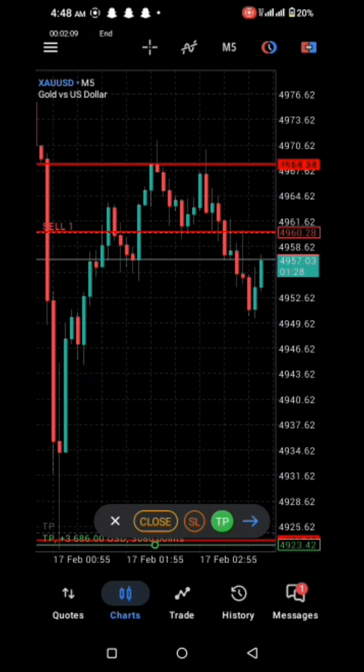You have to go to the higher time frame. If you are using the 4 hour to analyze the break of resistance, then you go to the 15 minutes time frame for your entry. But if you are using the 1 hour, you go to the 5 minutes time frame for your entry. So that's how it works.